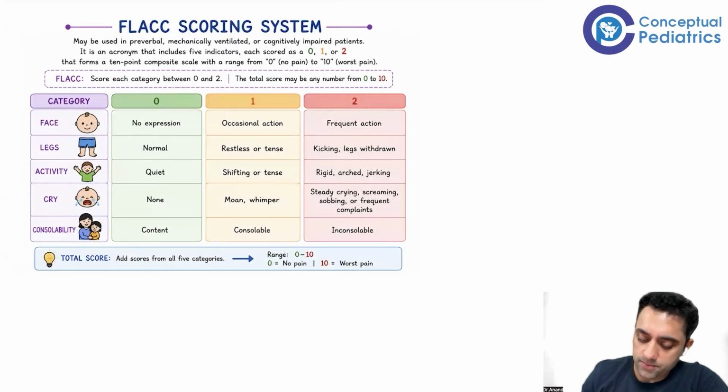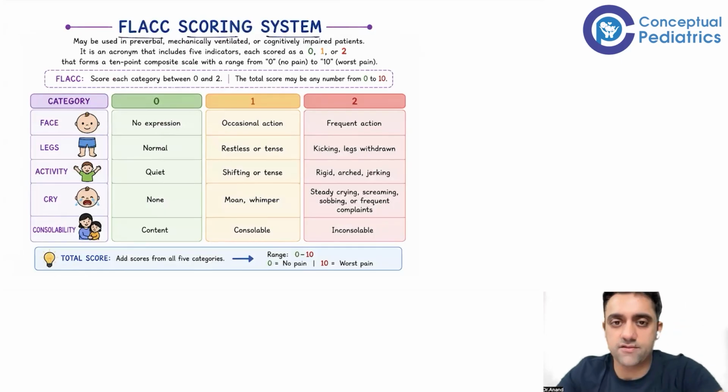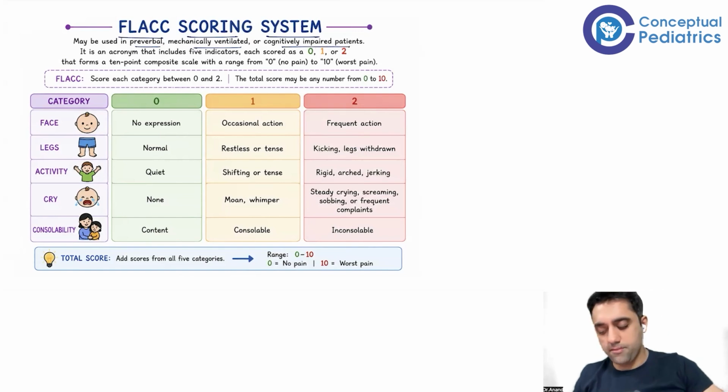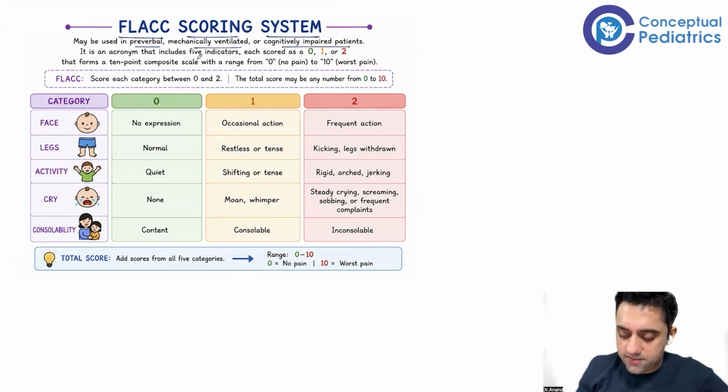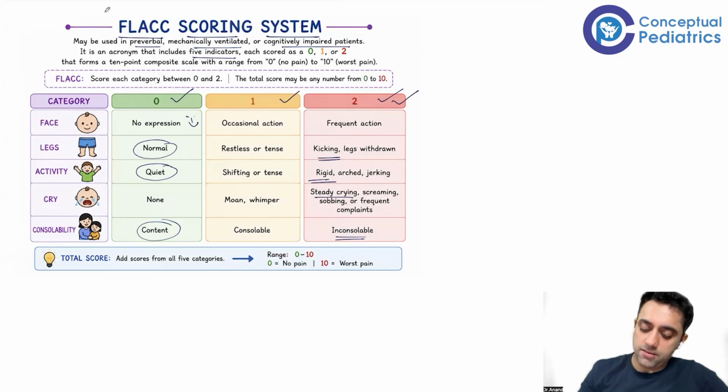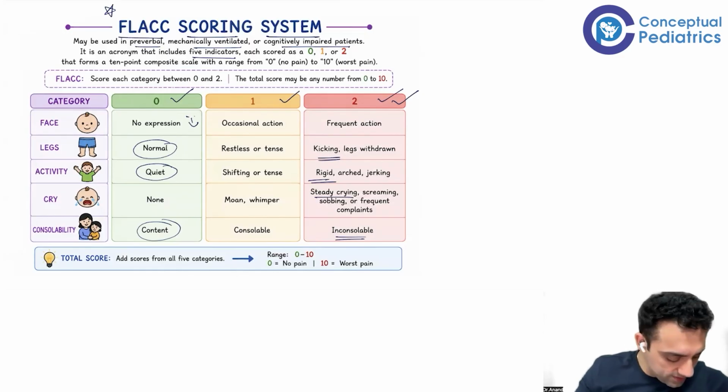There is one more scoring system known as the FLACC scoring system that you should also know. The FLACC scoring system is used for pre-verbal, mechanically ventilated, or cognitively impaired patients. It has 5 indicators, again scored 0, 1, and 2. 0 being the baby is very happy, normal, quiet and content, whereas 2 being the baby is kicking, very rigid, inconsolable, or crying steadily, very stressed out. So number one, the scoring scale is the FLACC scoring system.